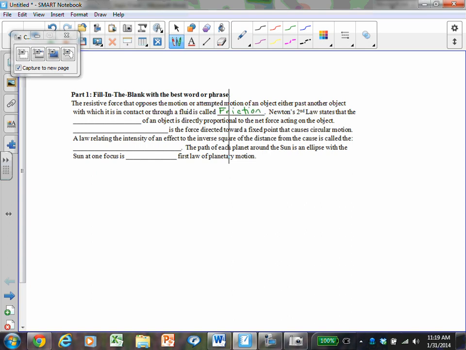Newton's second law states that the blank of an object is directly proportional to the net force acting on the object. The acceleration. Blank is the force directed towards a fixed point, the center of a circle, that causes circular motion. What force causes circular motion? Centripetal force.